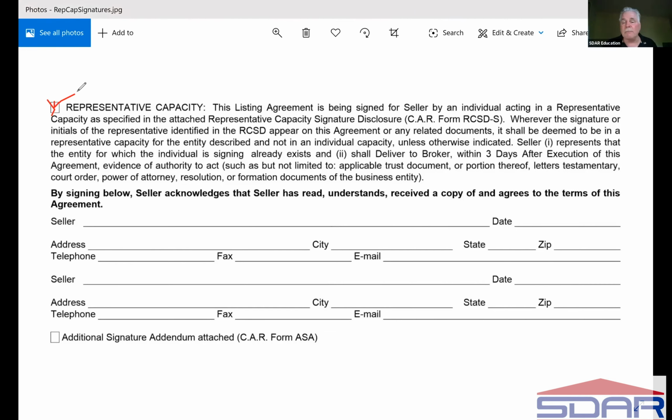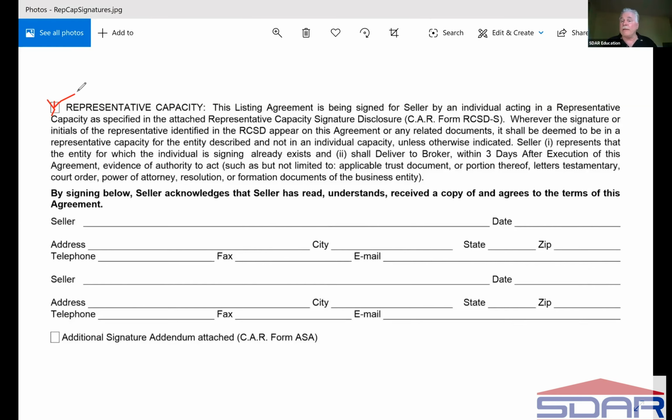So by checking the box, we are saying that the seller of this property is a non-natural person. Remember, we only have two different types of people for purposes of contract. We have a natural person, you know, flesh and blood, and then we have a non-natural person, which is everybody else. So I can be a sole proprietor. That's a non-natural person if I'm signing on behalf of the entity.